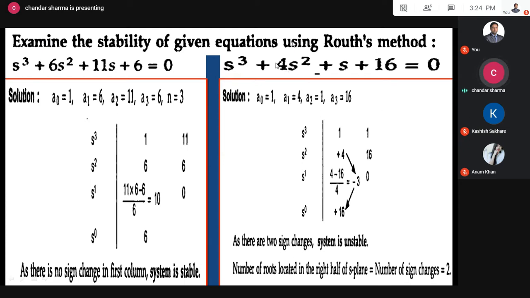but it is not necessary that the system is stable. So after verifying the necessary condition, we have to check the sufficient condition. By constructing the Routh array, the order of the system is 3, s cube row 1, 1 and s square 4, 16. So you can see here the first column is 1, 4, minus 3, plus 16. You can see how many sign changes there are.